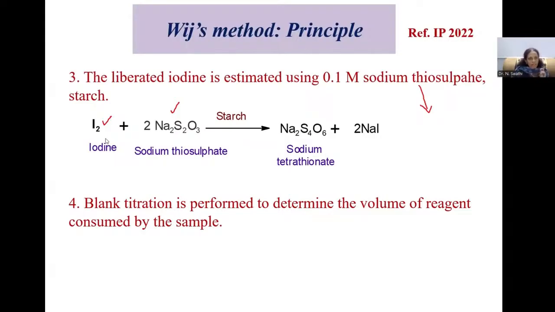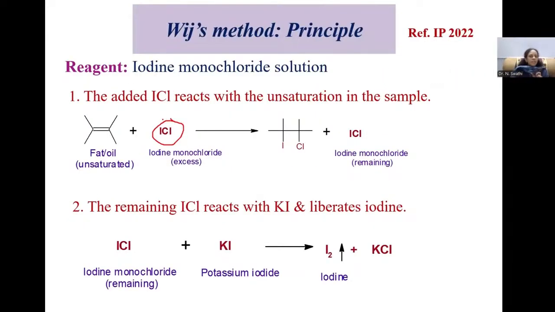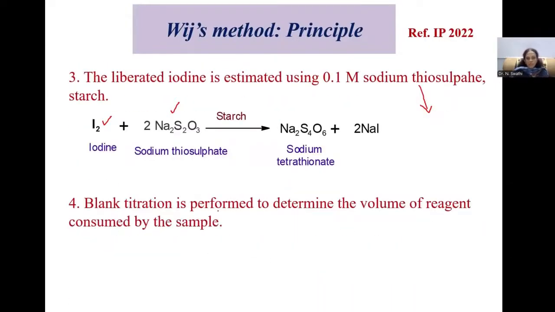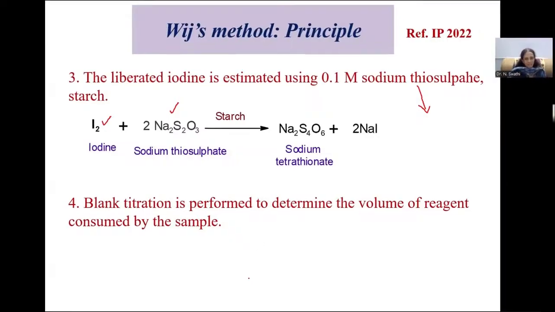But here iodine will be liberated corresponding to the remaining iodine monochloride. But as per the definition of iodine value, how much iodine monochloride is utilized for the saturation of the unsaturated double bonds present in the fat or oil is important for us. So in order to determine how much of the iodine monochloride is actually utilized by the fat or oil sample, we have to perform a blank titration. So here the blank titration is performed to determine the volume of the reagent which is actually consumed by the sample. And that is why the principle is iodometric back titration.